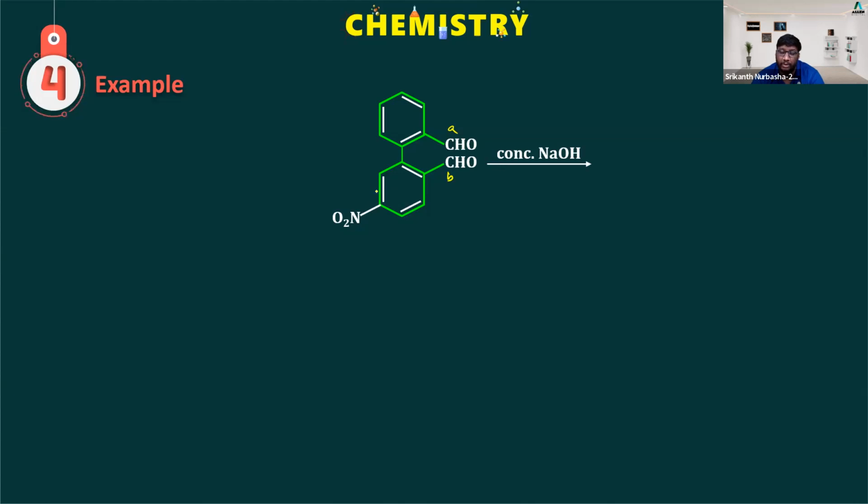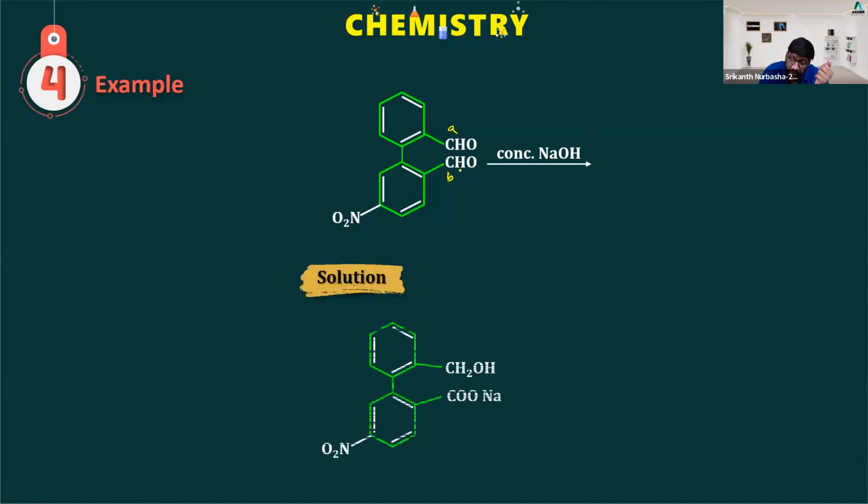NO2 is a very good electron withdrawing group. It withdraws electron density by the mesomeric effect. Because of that, the positive charge on the B carbon atom increases, and because of that, OH minus can attack it easily. So we'll generate the CO minus Na plus here, and the other carbon is going to be reduced. That is, CH2OH is going to be formed. Right? Very good.